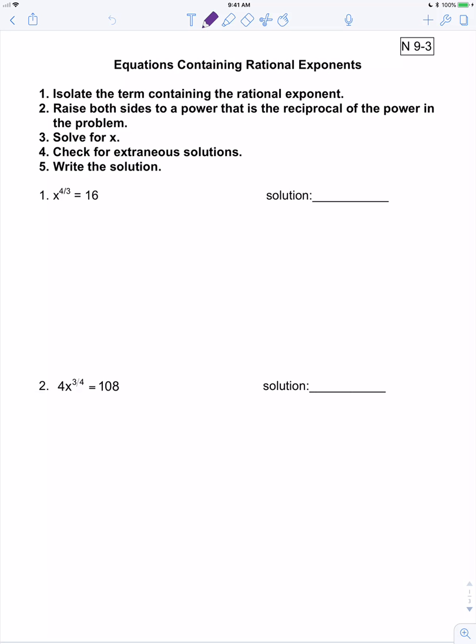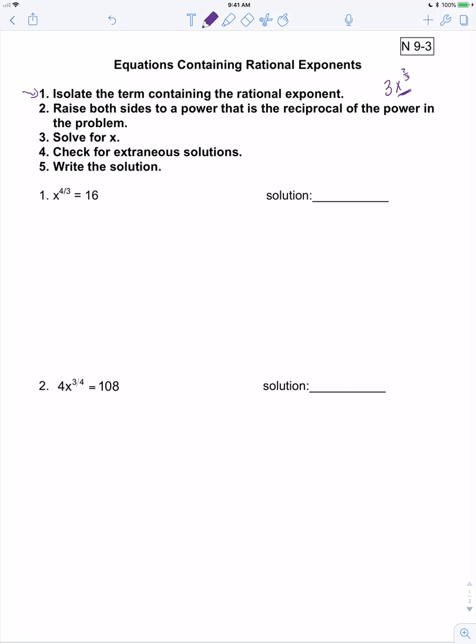All right, today we're going to look at solving some equations that contain these rational exponents in them. The steps that you want to take are, first, to isolate the term that actually contains that rational exponent in it. You only want that on the one side of the equal sign, and you want everything else on the other side.